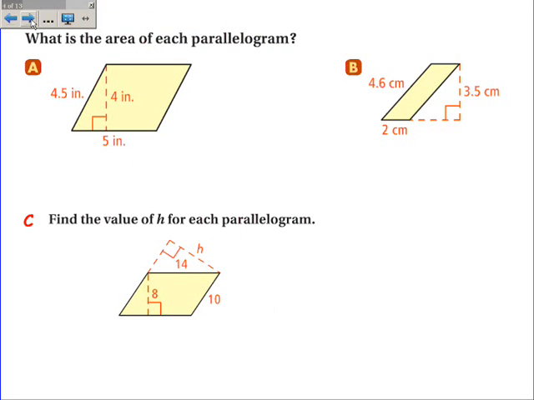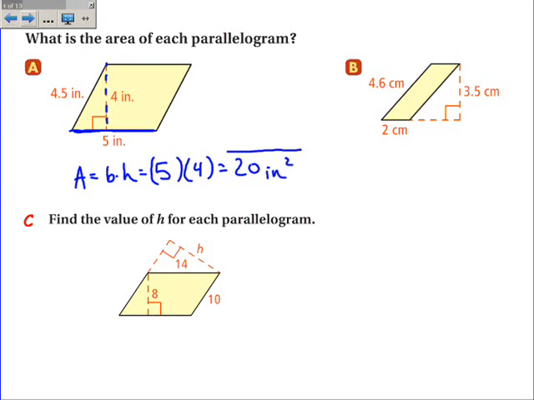A few examples. In A, the base is 5. That's easy enough. The altitude, or the height, is found perpendicular to the base, so it must be 4. So the area is the base times the height, or 5 inches times 4 inches, and you get 20 square inches, or inches squared. I'm going to skip B. C: find the value of h for each parallelogram.